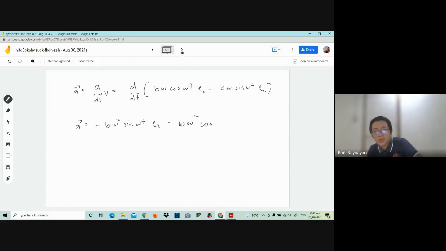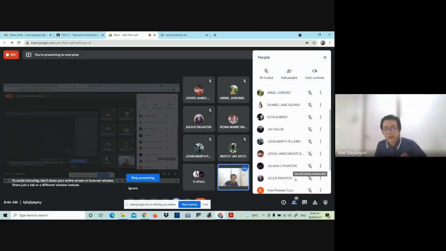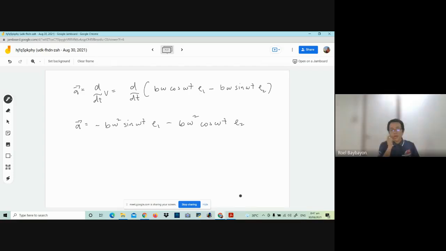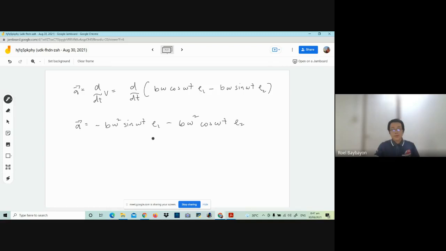Why omega squared? Because omega is constant, the angular velocity is constant, so it comes out of the derivative, and the derivative of sine omega t is cosine omega t times omega. That gives us another omega. Right? Okay.